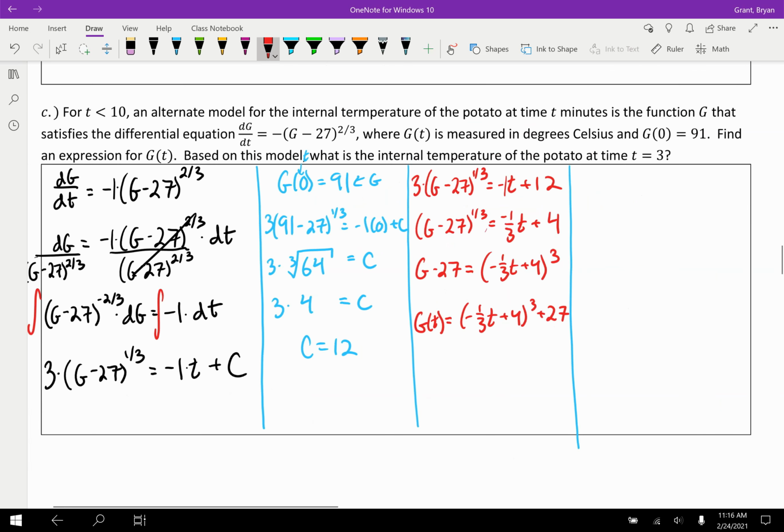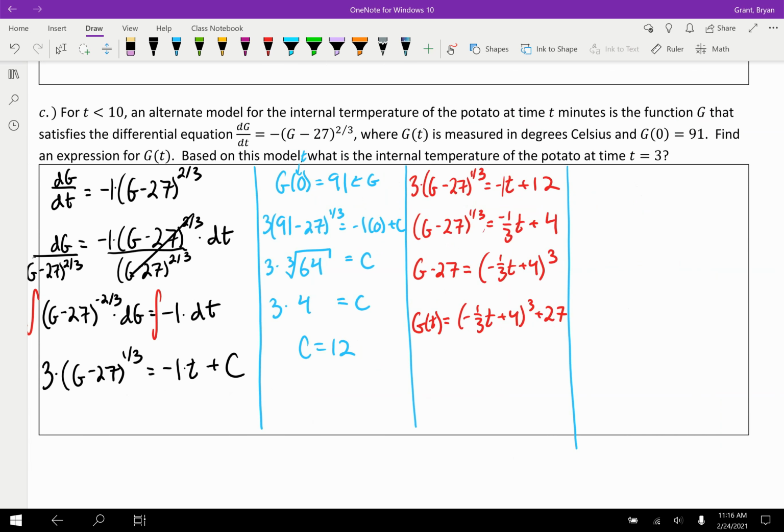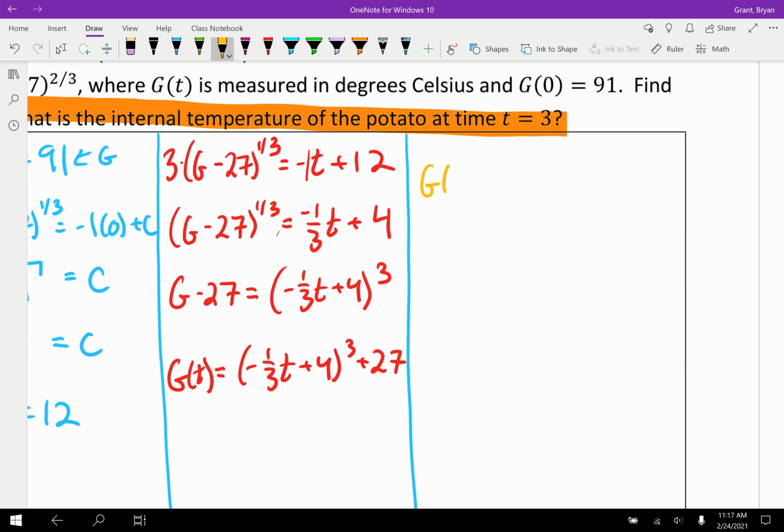Well, hopefully you said no because I made you write a 4th column over here. And also hopefully you said no because you read the last sentence. Based on this model right here, what is the internal temperature of the potato at time t equals 3? So not only did you have to solve this separable differential equation, you also have to use it to approximate the temperature at a time of 3. Luckily, that's not terrible. G of 3 is equal to negative 1/3 times 3 plus 4 cubed plus 27.